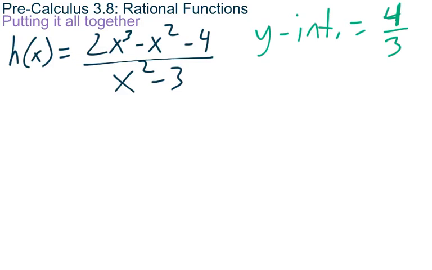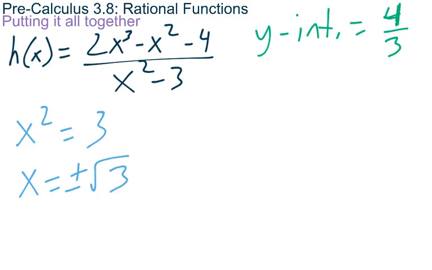The next thing I like to do is always go ahead and find my asymptotes next. So we look at that denominator and we find out where the denominator equals 0. So let's drop down here and do a little bit of math. x squared equals 3. We can take the square root of both sides and get x equals plus or minus the square root of 3. Those will be our asymptotes.